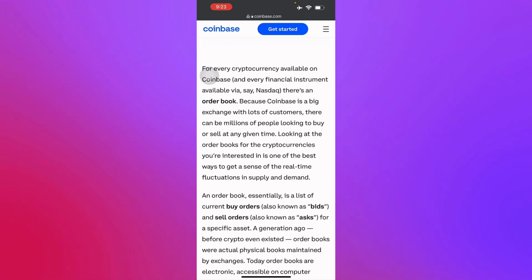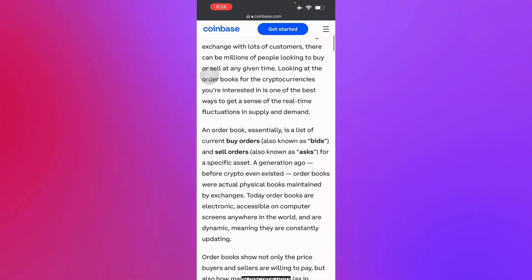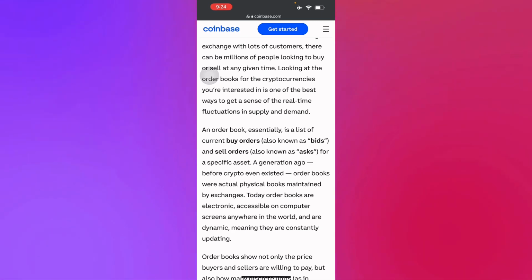For every cryptocurrency available on Coinbase and every financial instrument available, like Nasdaq, there's an order book. Because Coinbase is a big exchange with a lot of customers, there can be billions of people looking to buy or sell at any given point in time. Looking at the order books for cryptocurrencies you're interested in is one of the best ways to get a sense of the real-time fluctuations in supply and demand. An order book is essentially a list of current buy orders, like I said a while ago, also known as bids, and sell orders, also known as asks. So buy orders are bids, while sell orders are asks.